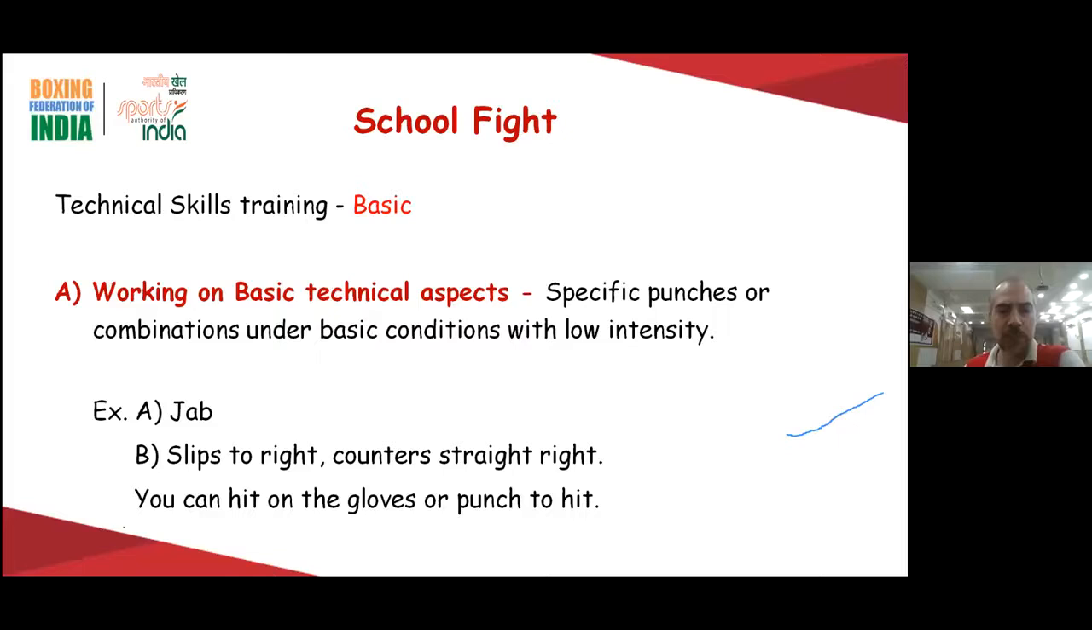Here is one example. Boxer A throws a jab, boxer B slips to the right and counters with a straight right. And also here, you can hit on the gloves in the beginning to feel the punch, or you punch to hit and the other one has to defend.